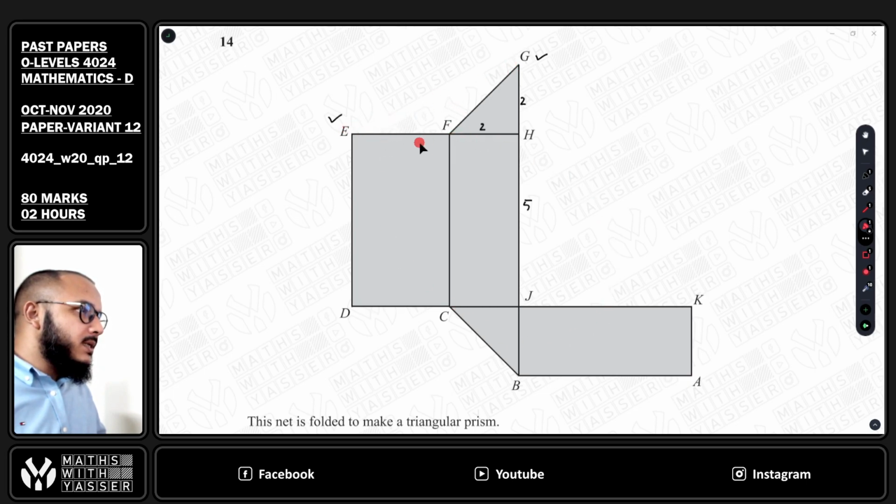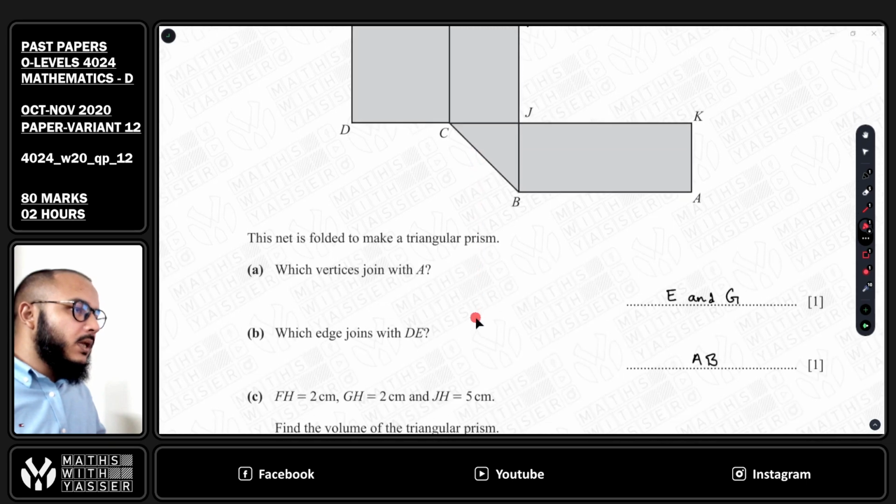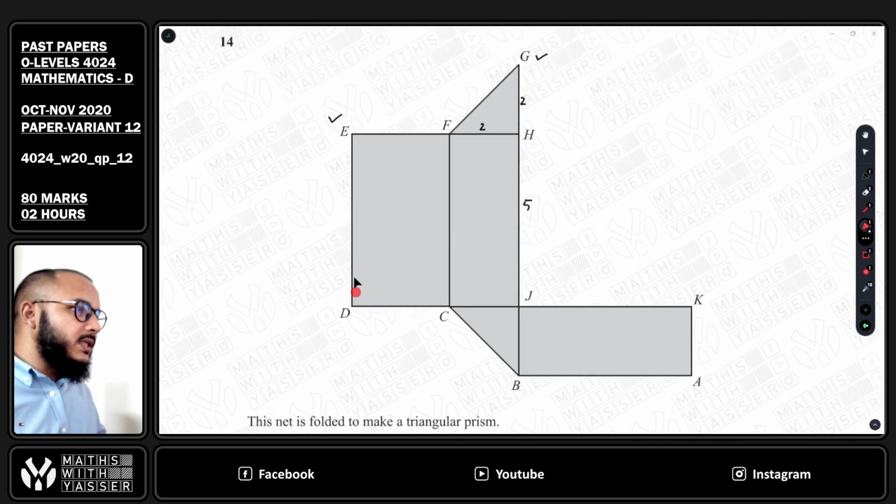When you close this net, A will meet E and also G will meet E. They will all overlap each other once the net is closed to form a triangular prism. Similarly, it says which edge joins with DE. The answer should be AB. If you look at this edge DE, once you fold the net and it forms a triangular prism, AB will meet with the edge DE.